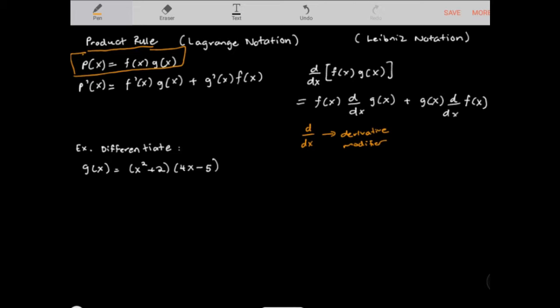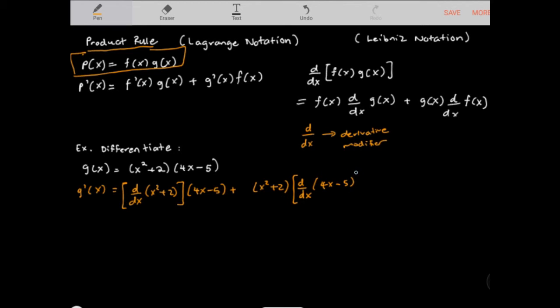So I'm going to show you guys an example really quickly. Let's say we wanted to differentiate this equation of g of x. If we want to find g prime of x using the product rule, I'm going to do the derivative of the left factor. I'm going to clearly state this by using the derivative modifier, x squared plus 2, times the right factor, 4x minus 5, plus the left factor, x squared plus 2, times the derivative of the right factor, 4x minus 5.